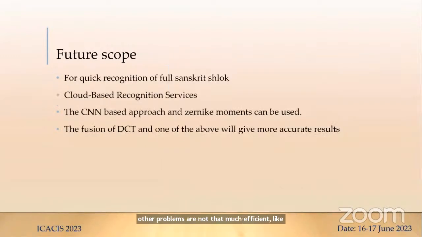In future, we can implement a cloud-based recognition service. There are some Devanagari characters like M, B, G, D, which are identical, so they cause errors sometimes. For that, we can use a CNN-based approach with Zernike moments, and we can also use the fusion of DCT with one of the above, which will give more accurate results in such cases.